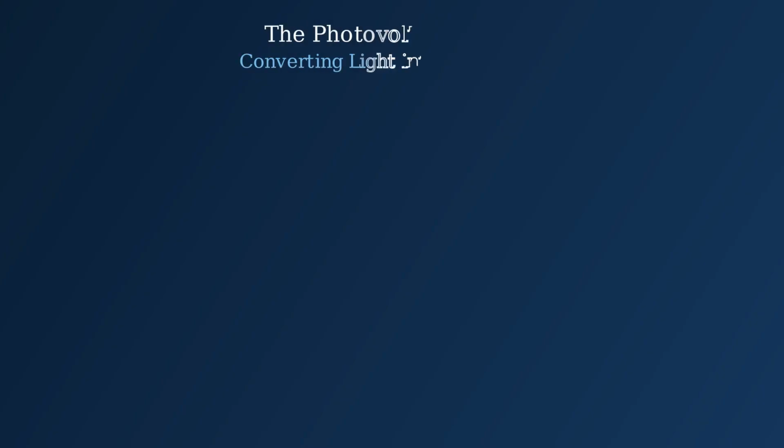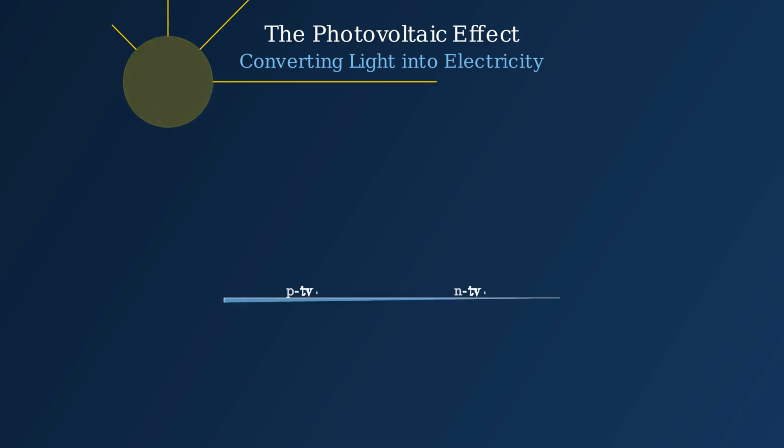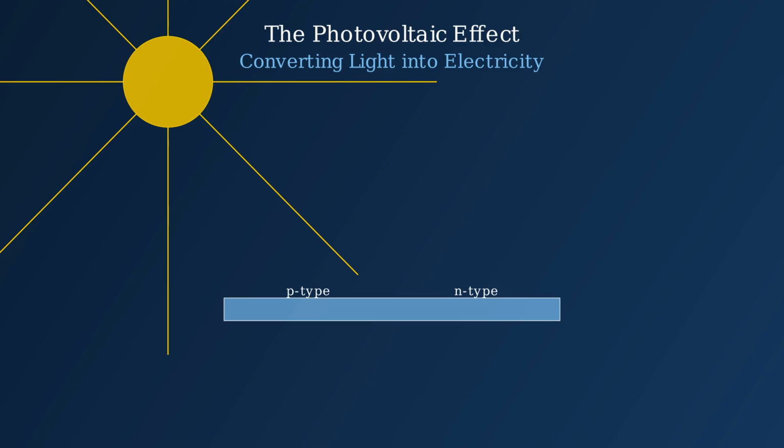The photovoltaic effect is the process that converts sunlight directly into electricity in solar cells. When sunlight hits a solar cell, photons, which are particles of light, transfer their energy to the semiconductor material. These photons carry energy from the sun to the solar cell. This energy allows electrons to break free from their atoms and move through the material.